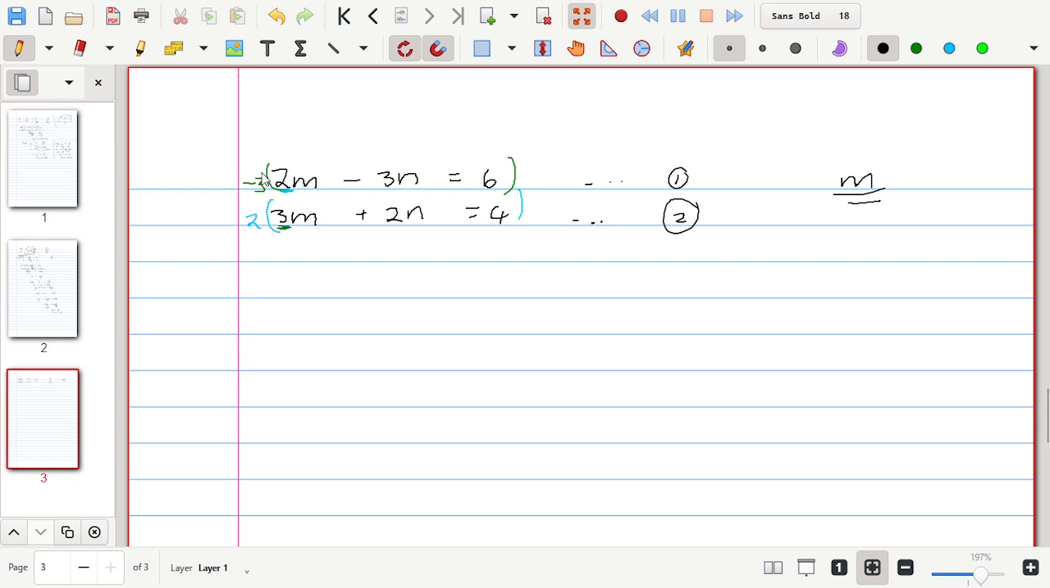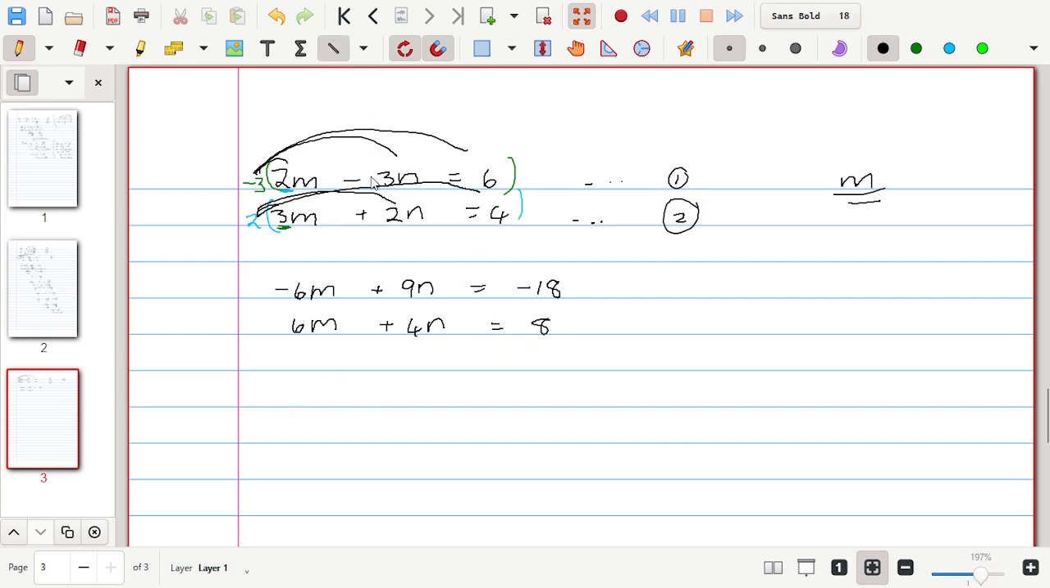So, minus 3 times 2m, that's going to give us minus 6m. Minus 3 times minus 3, that's going to give us positive 9n. Negative 3 times 6, that's going to give us minus 18. For the second equation, 2 times 3m, that's positive 6m. 2 times 2, that's going to be positive 4n. And then 2 times 4, that is going to give us 8.